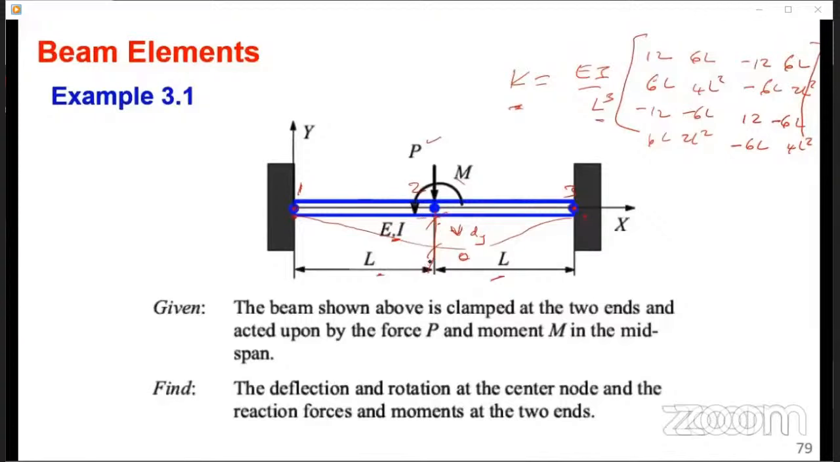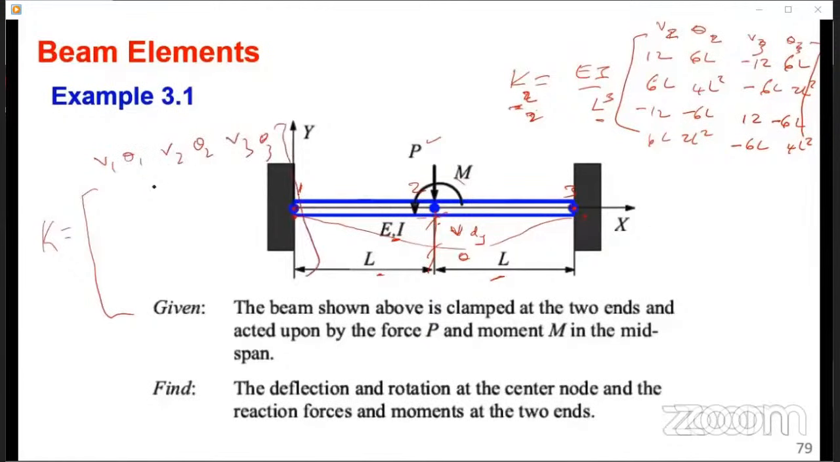So we move ahead now. With K1 and K2, we can do what you call the assembly of the stiffness matrix. For K1, you'll be having V1, theta 1, V2, theta 2. For K2, basically the stiffness matrix is the same, but now if this is K2, then here you have V2, theta 2, V3, theta 3. So your matrix will be containing V1, theta 1, V2, theta 2, V3, theta 3.